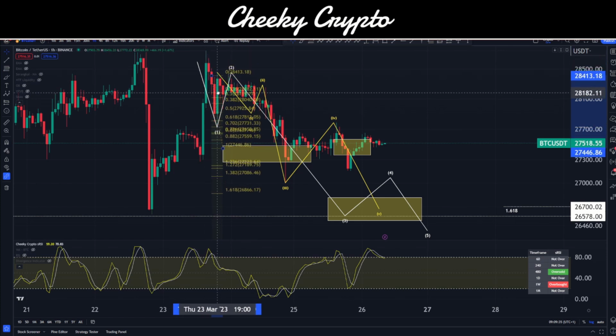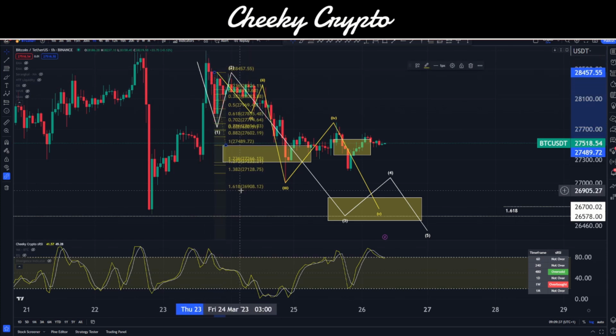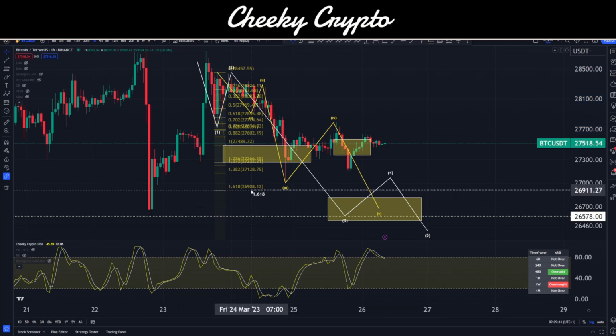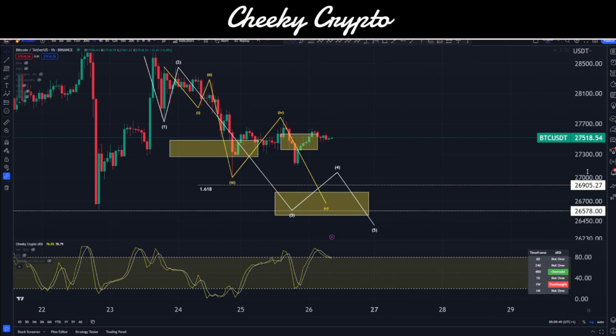So we need this to come up to here. We can see the 1.618 is right here, so I'll go ahead and throw this back onto that level right there at 26,908 approximately. My line's actually at 905. That's fine. We'll hit that number. We'll know that we hit the 1.618.